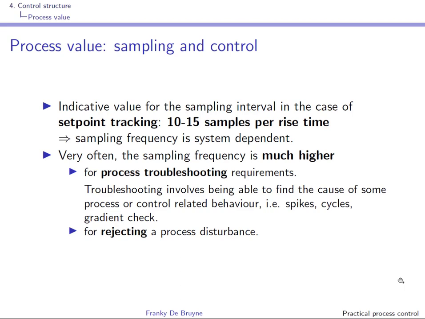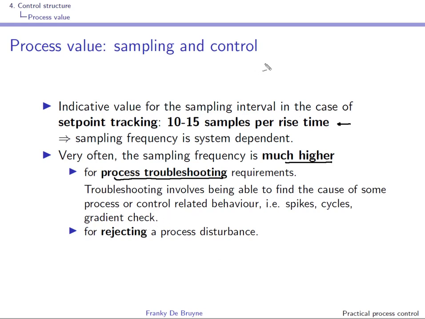Very often the sampling frequency will be chosen much higher than what is advocated by this rule. This is because we want to use PV for process troubleshooting. So we want to detect spikes, and we want to see if the process variable PV is reasonable. We want to check the plausibility of the signal, and for that we can look at the slope, the gradient. For instance, if we have a grammage of 100 grams per square meter now, it is impossible that 1 second later suddenly the grammage is 120 grams per square meter.